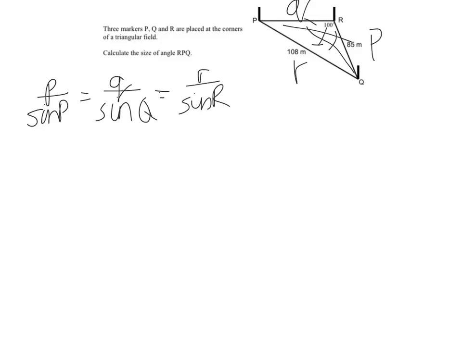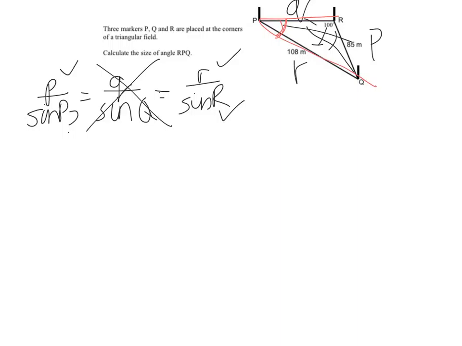Okay, and again, let's just fill in the information that we have. So we have side R, we have side P, we have angle R, and because we're looking for RPQ, we're looking for this angle here. So we are in fact looking for sine P. So Q over sine Q is like it never happened. So now let's fill in the bits of information that we have.